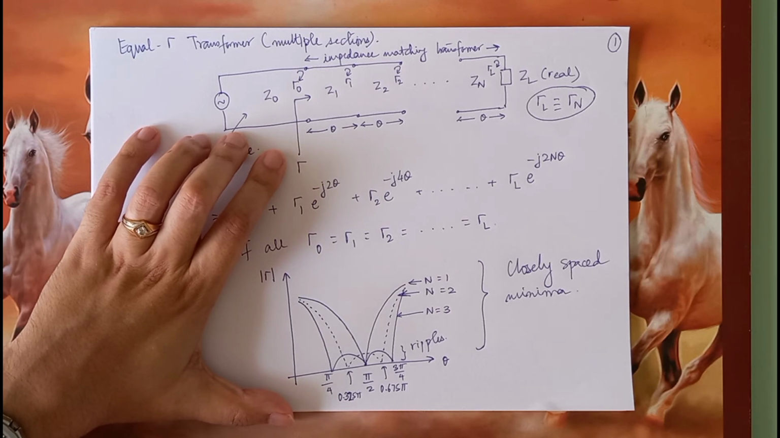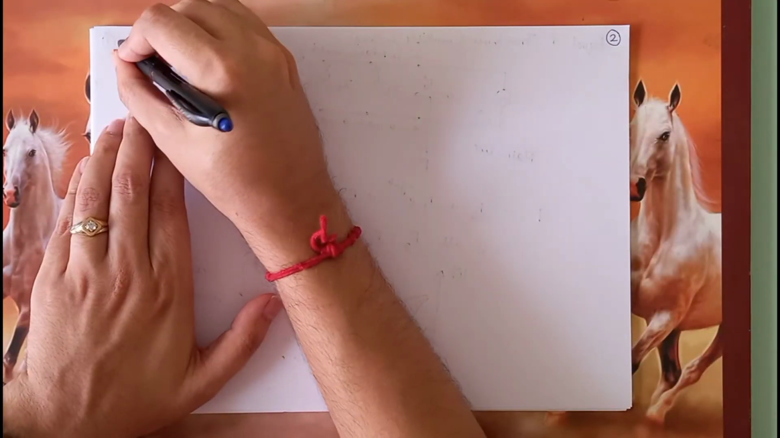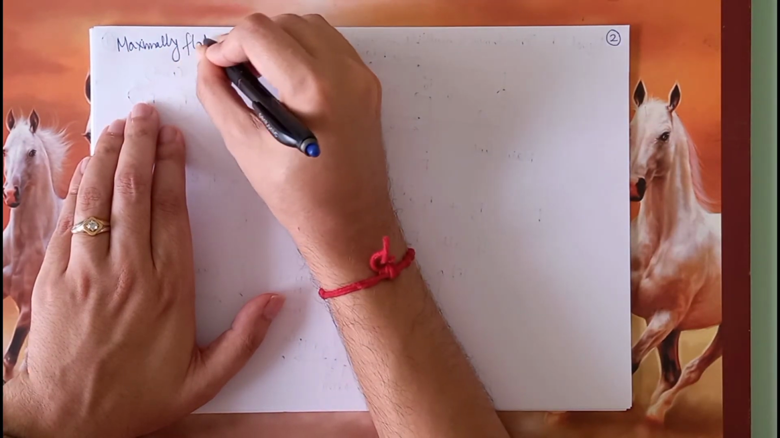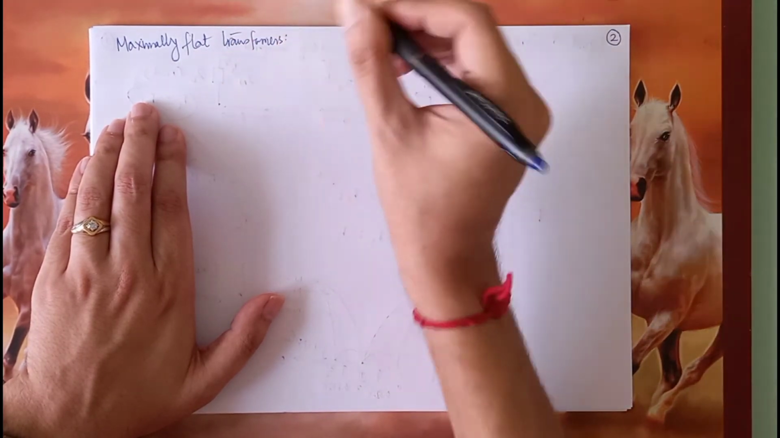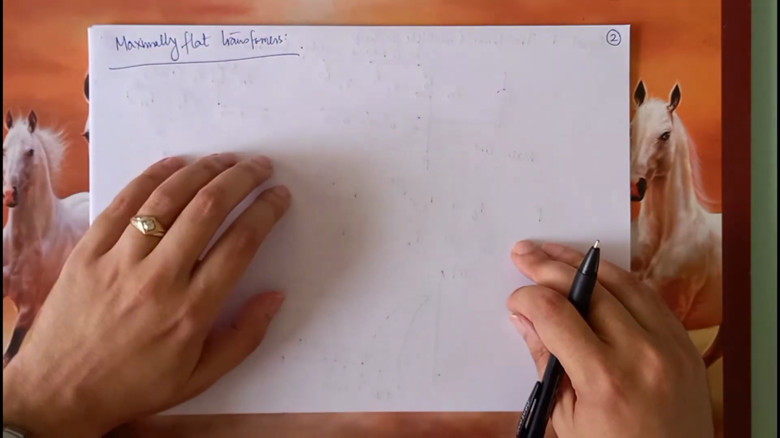And those kind of impedance transformers which try to give you a flat response for that range of theta, or that range of frequencies, where the gamma is supposed to be low, are called maximally flat transformers. Maximally flat transformers.